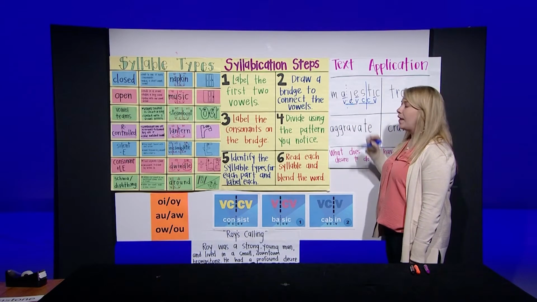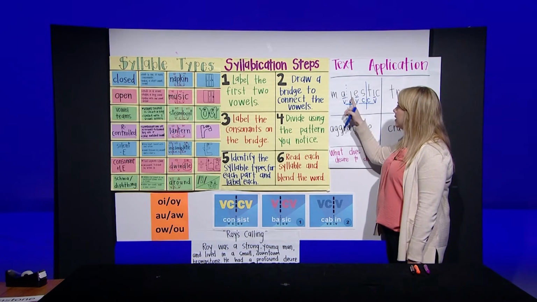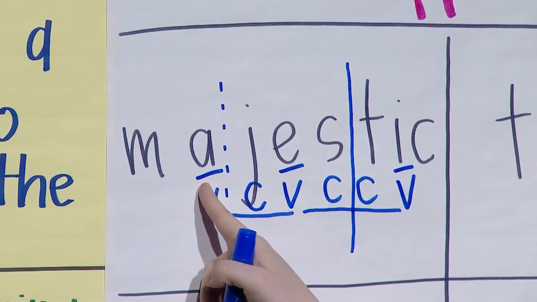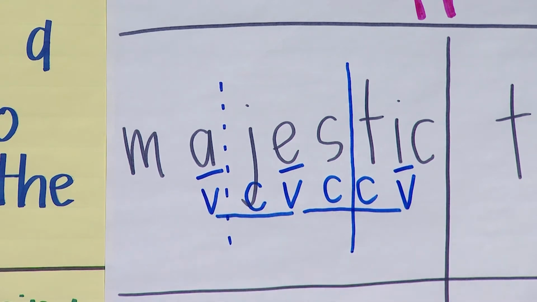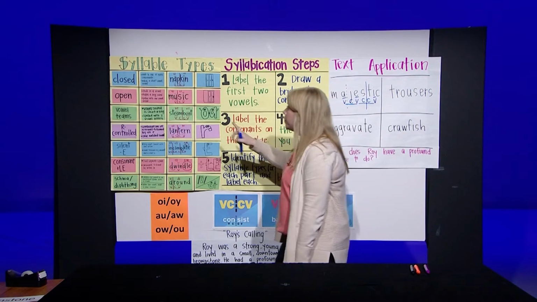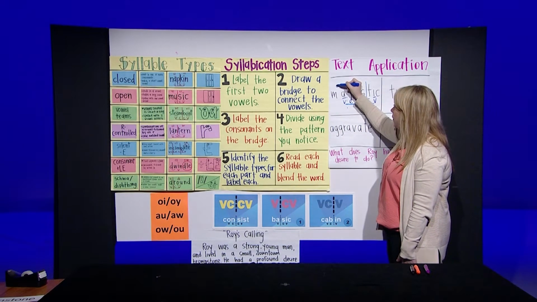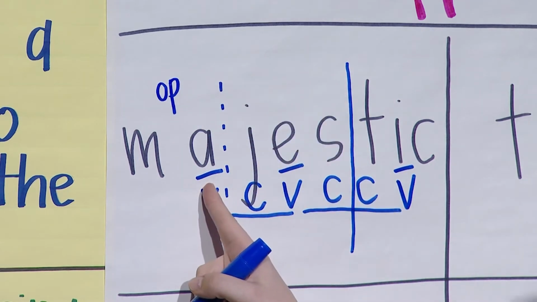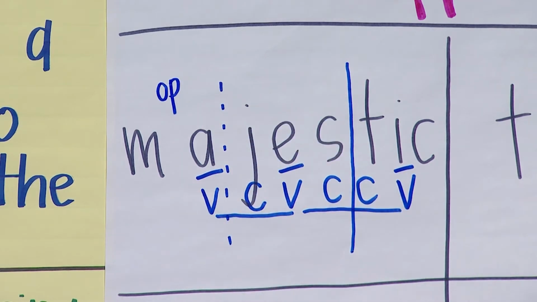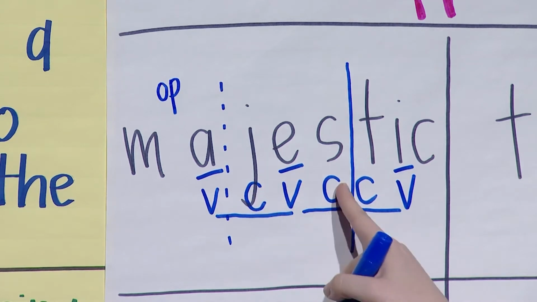So let's start right here at the beginning of my word. I notice that this syllable ends in vowel A. Well, let me go back to my anchor chart and review what syllable type ends in a vowel that's spelled with one letter. Closed syllables end in one or more consonants. We just said A was a vowel. Open syllables end in a vowel, make a long sound, and are spelled with one vowel letter. Okay, so let's go ahead and label this open because it ends with one vowel letter A and will make a long sound. Let's move to my next syllable. What do I notice here?